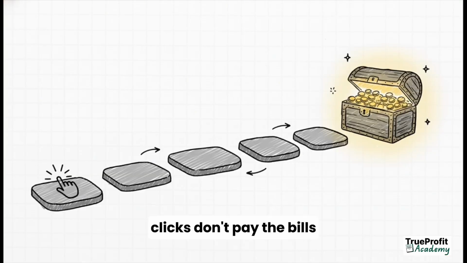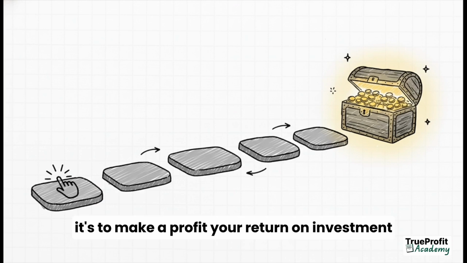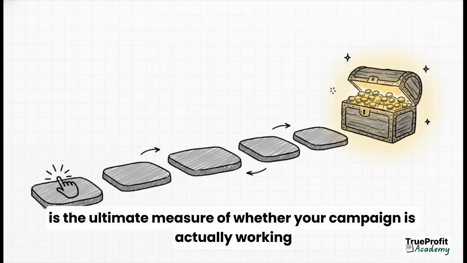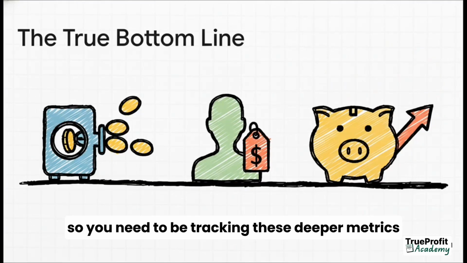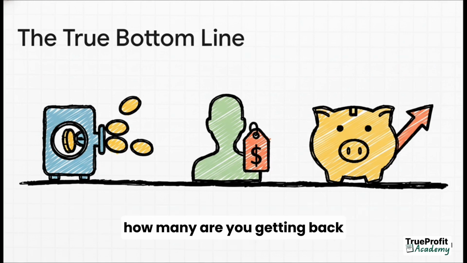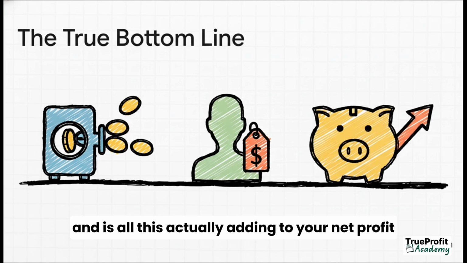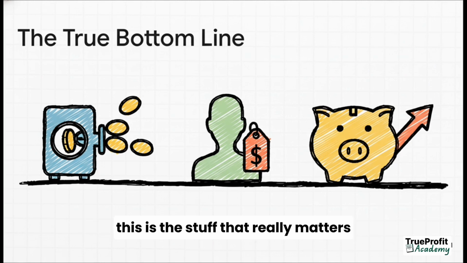Because let's be real, clicks don't pay the bills. The real goal isn't just to get a bunch of clicks, it's to make a profit. Your return on investment, or ROI, is the ultimate measure of whether your campaign is actually working. So, you need to be tracking these deeper metrics. What's your return on ad spend? For every dollar you put in, how many are you getting back? What's it costing you to get a new customer? And is all this actually adding to your net profit? This is the stuff that really matters.